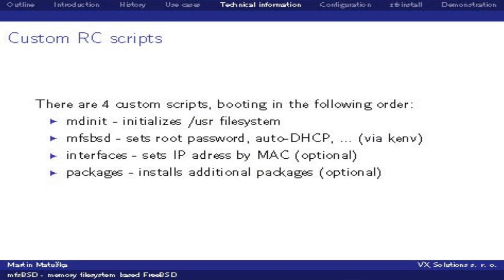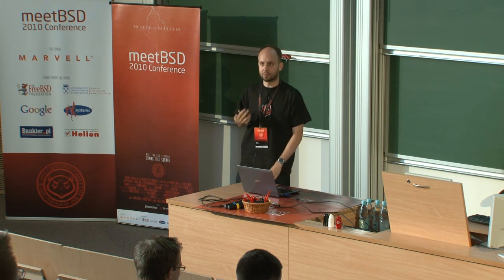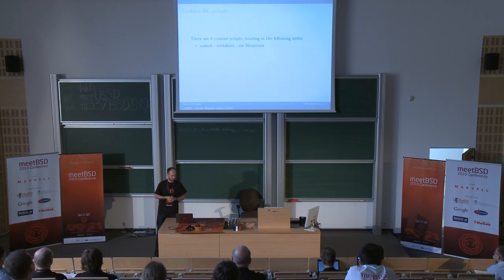So how does it work? There are 4 custom rc.d scripts in mfsBSD. One of them is, let's say, a very important one. That's mdinit. It's launched very early, and it creates the user file system for you from this compressed file. Then we have the mfsbsd script that sets the root password and other features. I will show them later.